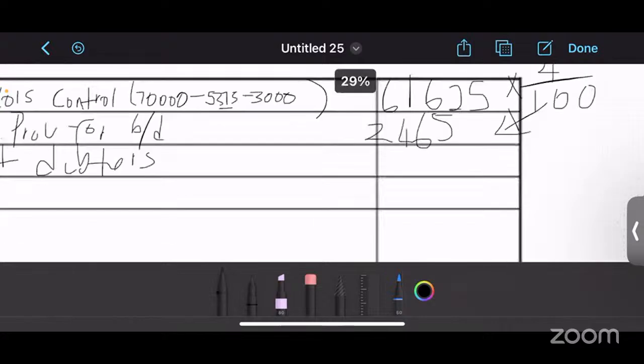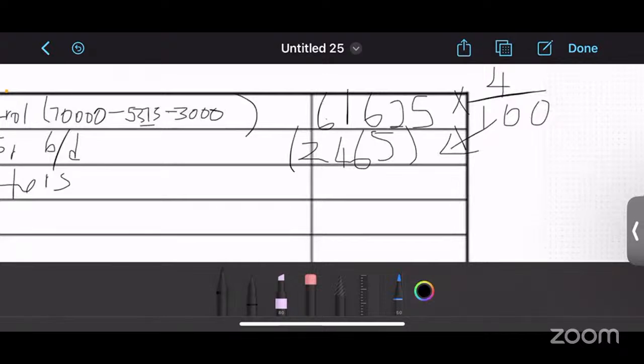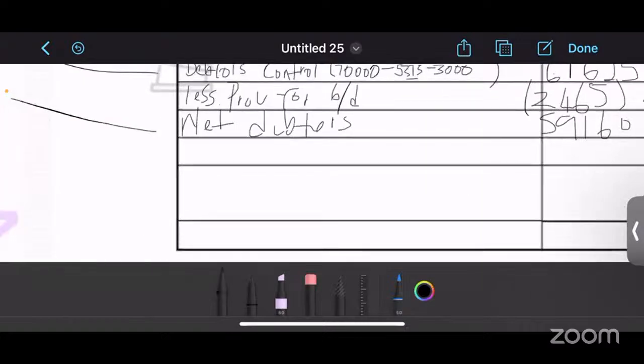So now we're gonna have the new net debt, which is 61,625 minus 2,465. And how much? 59,160. Okay. Somebody wanted to say something, or is it the same amount as you guys? Yes, and that's absolutely good.